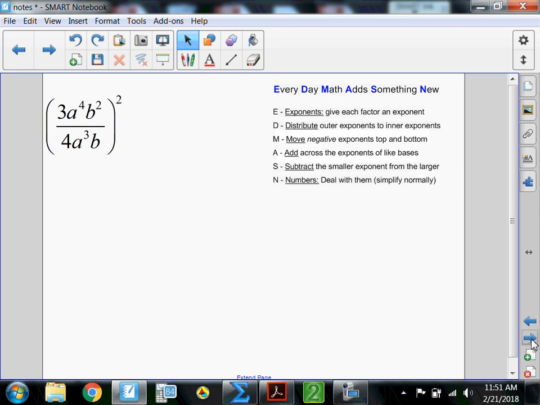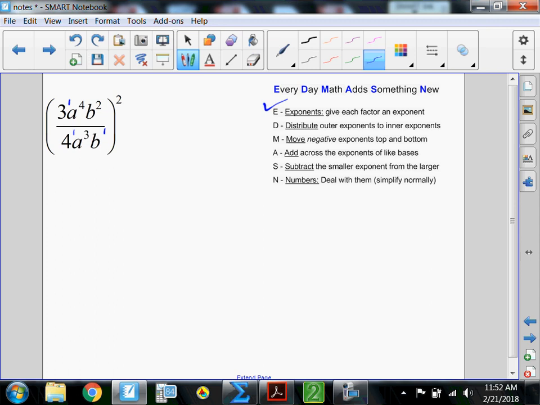Okay, same thing. We're going to go through the same process. Every day, math adds something new. E is exponents. Make sure every factor has an exponent. If you don't do this step because you don't see any value in it, this is where students start to make mistakes. When you have to do step 2, students forget to distribute the outer exponent if they don't first give every factor an exponent. So every factor has an exponent.